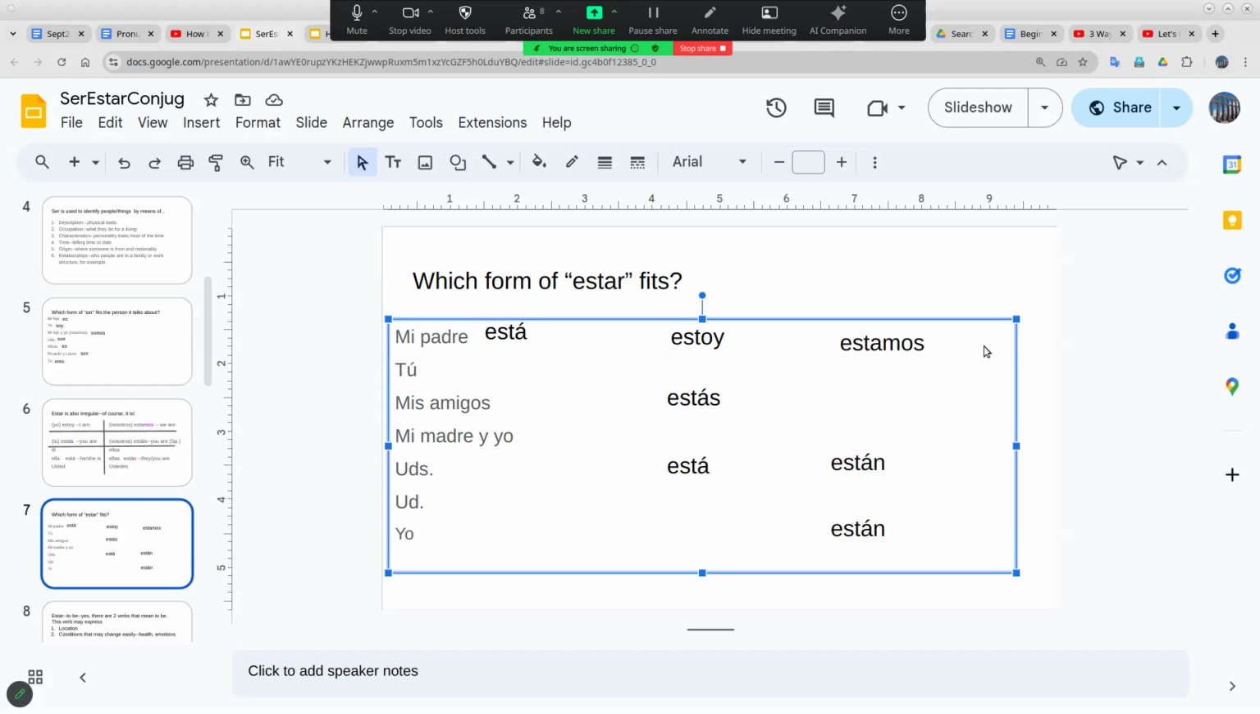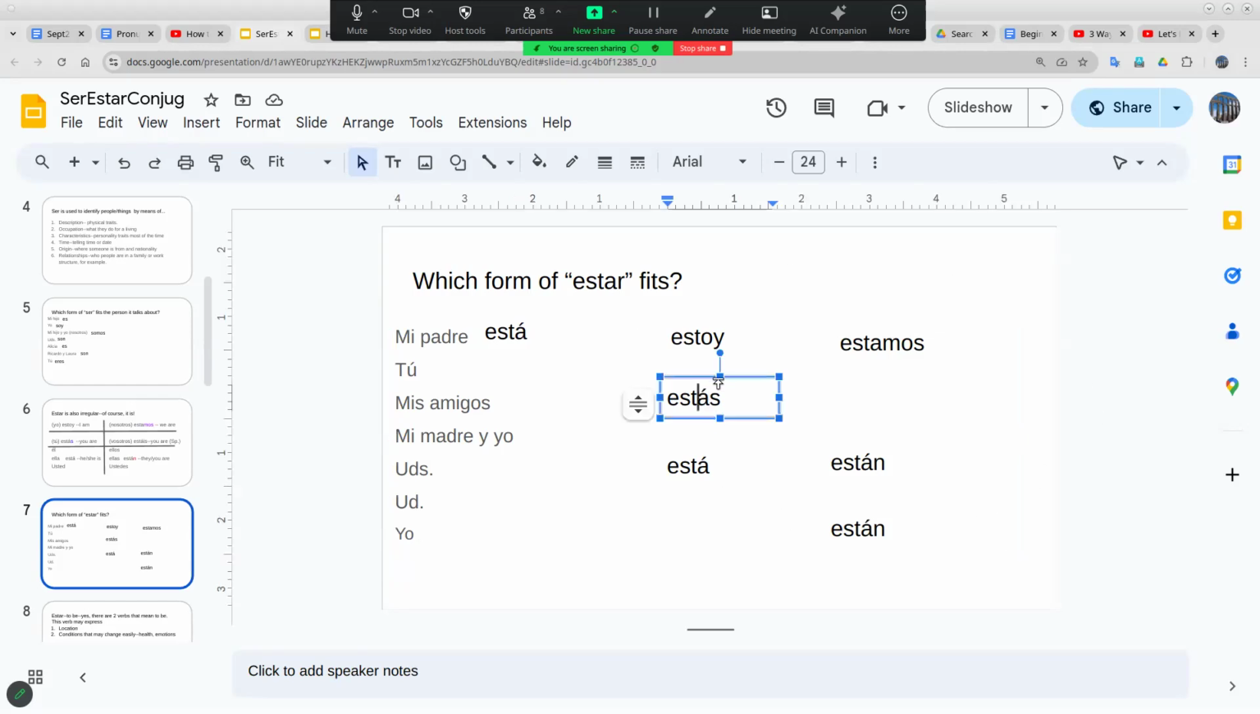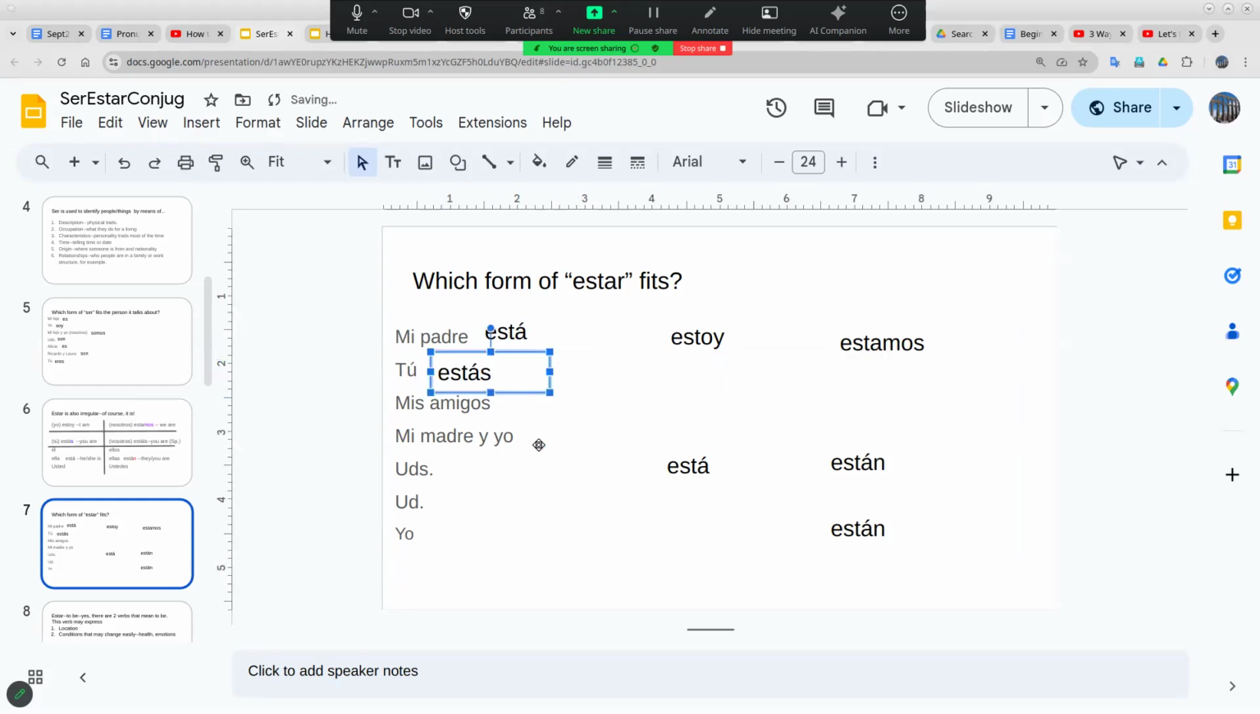Where he physically is right now, right? I might use it for a state, like mi padre está contento. He's happy. Bien. Okay. Tú. Which form of these is going to match up with tú? Estás, an S at the end. An S at the end for a verb means a tú verb. Tú estás. ¿Cómo estás? How are you?